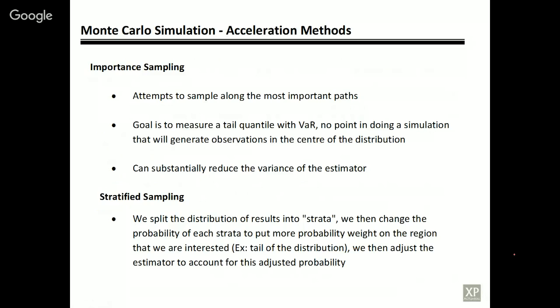So suppose we want a 90% VAR. Well, we can split the distribution into two strata, those less than 90% and those more than 90%. And then what we can do is change the probability of each region. So the first region, 0 to 90, we can assign a probability of 50%. And then 90 to 100, we can assign a probability of 50%. Then all we need to do is adjust the estimator to account for this adjusted probability.